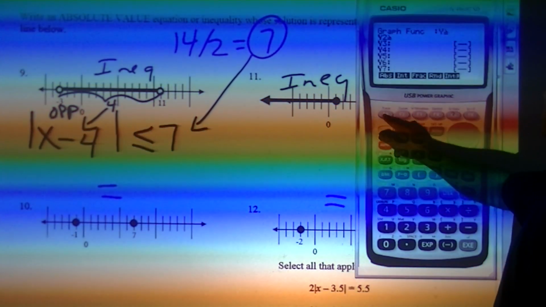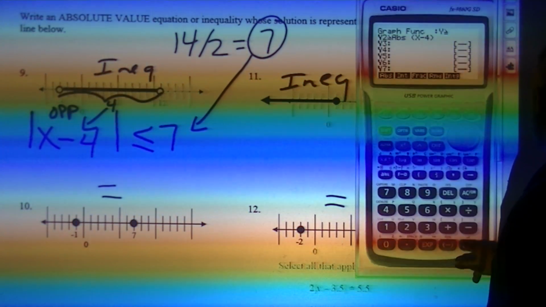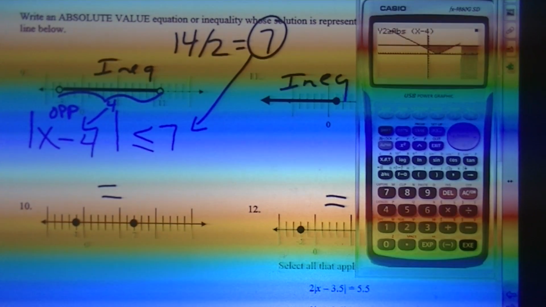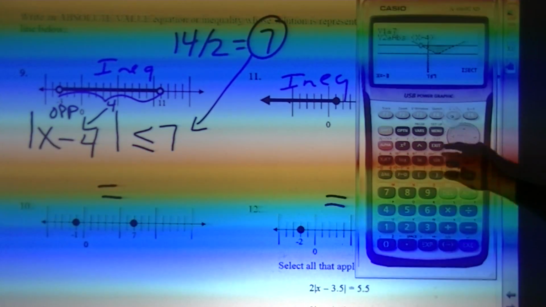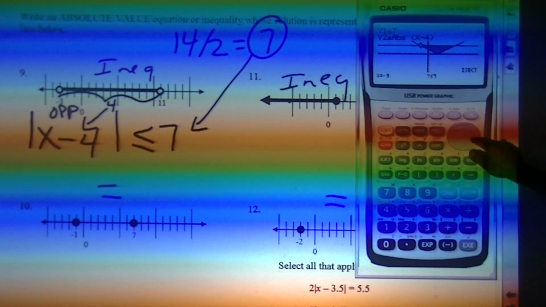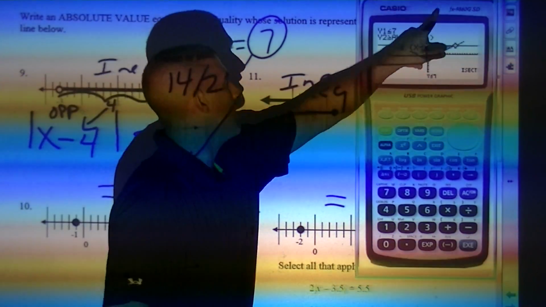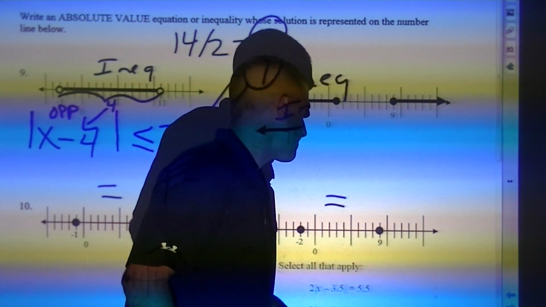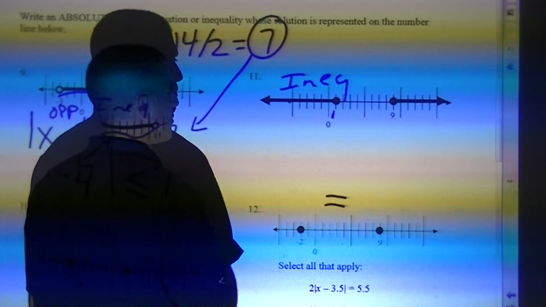Option num ABS, x minus 4. Now, I know I did it right this time because I got the shading on the inside. G-solve intersection, I got -3 and I got 11. So that's the way you can check. If I come to this one here, this would be a 1 here. Don't get confused by that.